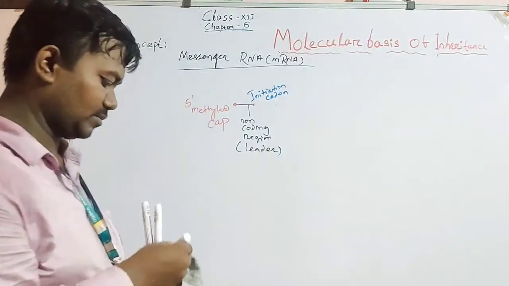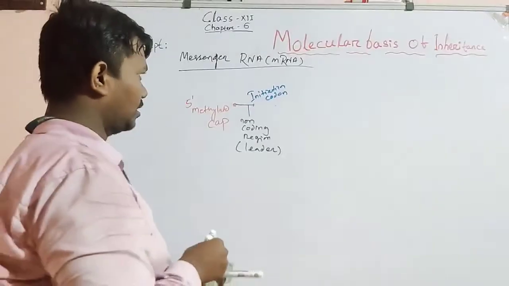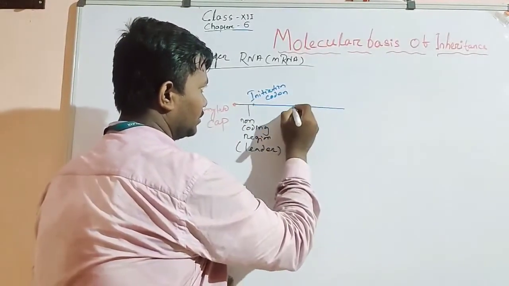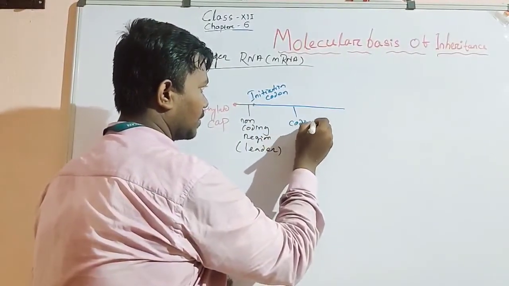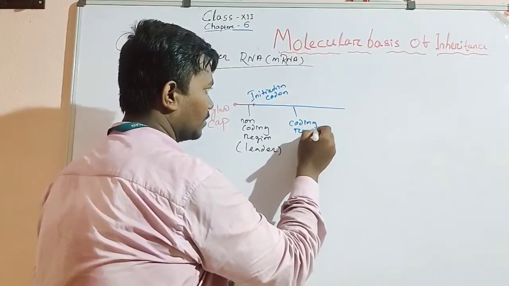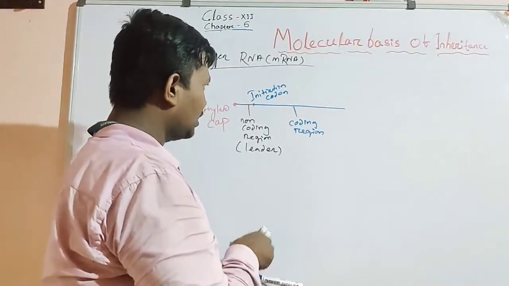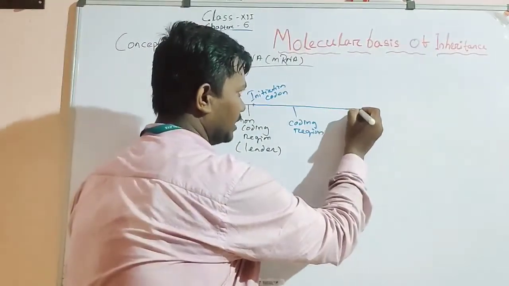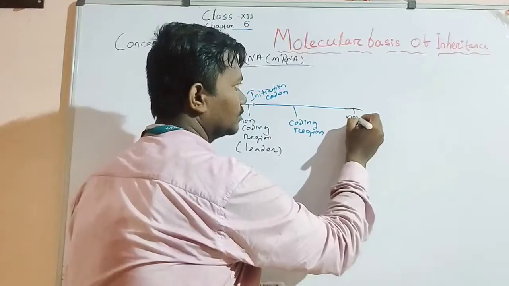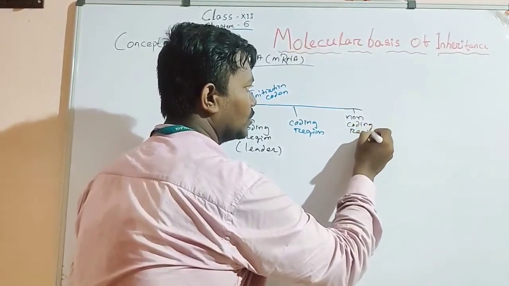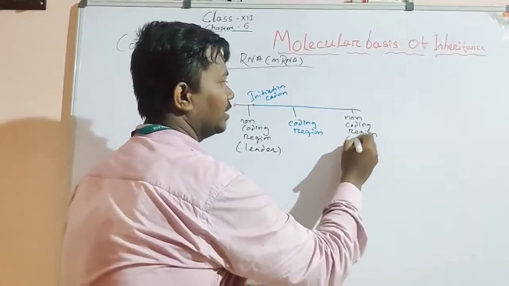Then, most important, the coding region. After that a small non-coding region is there, which is called the trailer.